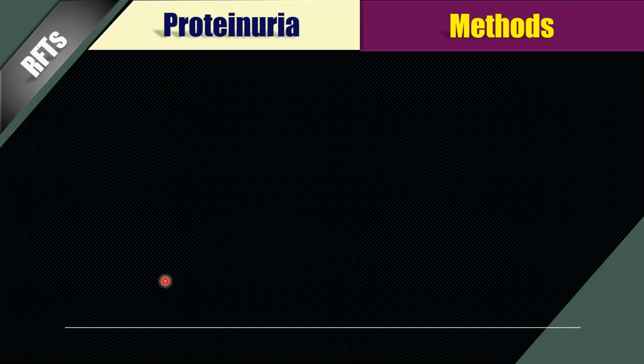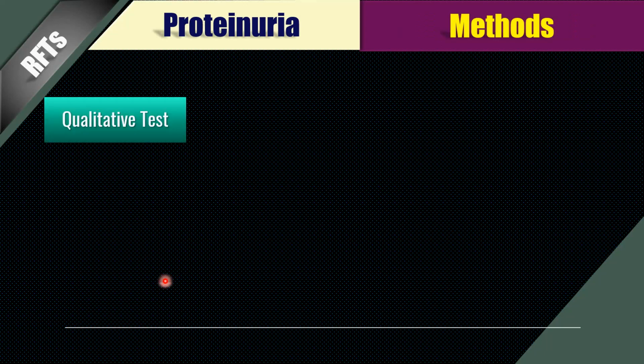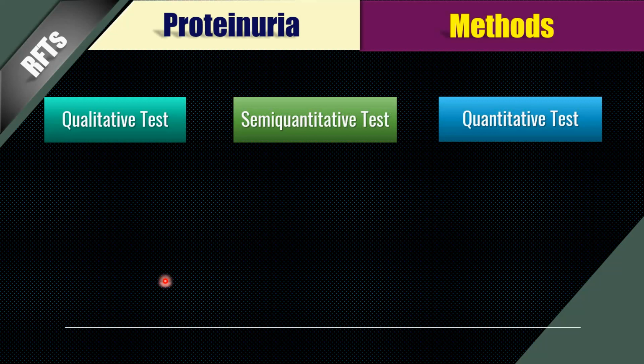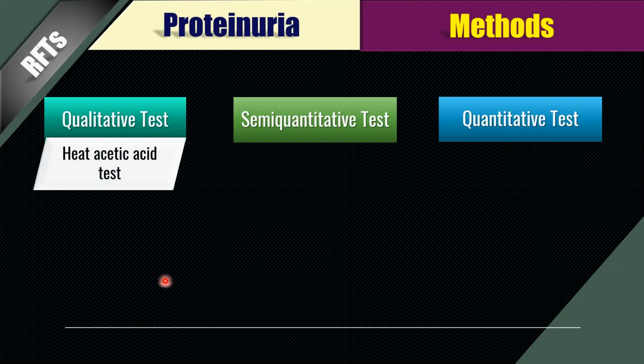Now we will see what the methods are to estimate proteins in the urine. There are three types of methods: qualitative test, semi-quantitative test, and quantitative test. The qualitative test is outdated now because more reliable, accurate quantitative tests are available, and the semi-quantitative test is more popular. Under qualitative tests, we have the heat acetic acid test, which is just of academic interest. And also there is the heat test for Bence Jones protein. If you heat to a certain temperature, there will be precipitation, and if you cool, the precipitation will disappear.